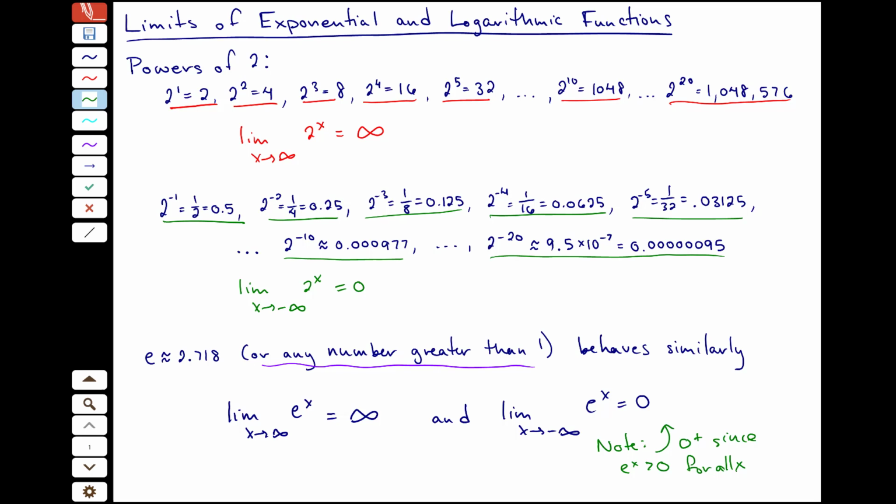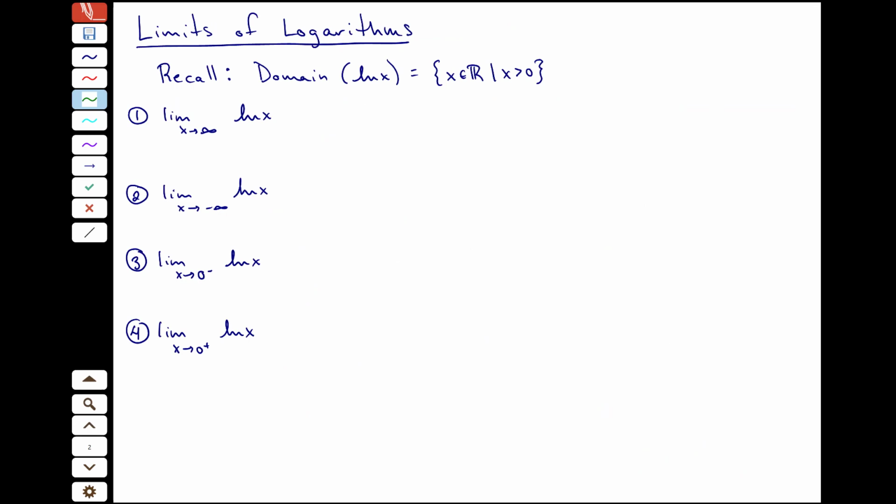Let's talk about limits of logarithms. So the first thing that we want to remember is that when we're dealing with logarithms, they have a restricted domain. In particular, the domain of the natural logarithm, or any logarithm, is just positive values. So you cannot stick anything into a logarithm that is either 0 or negative. So the domain, x must be positive.